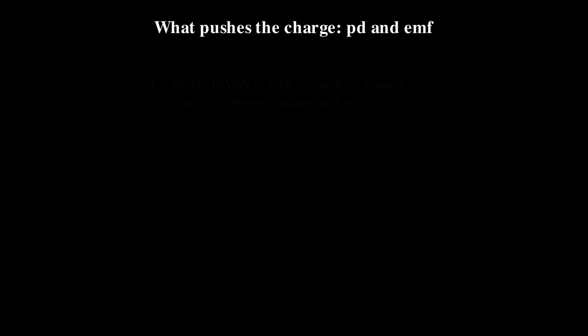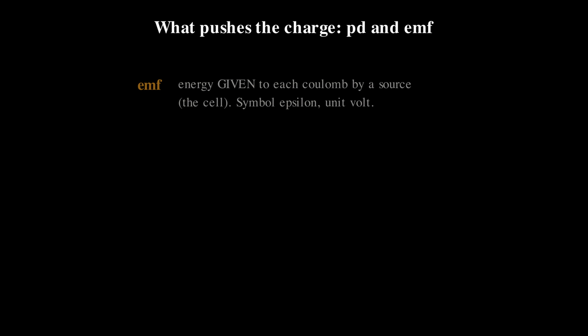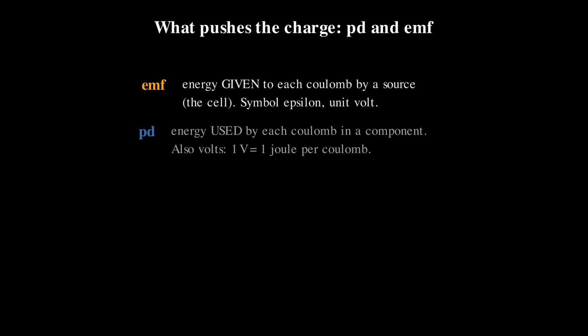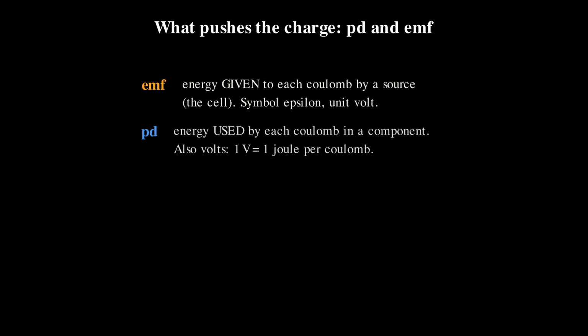To make charge flow, you need a push, and there are two words for it. Electromotive force, or EMF, is the energy a source, like a cell, gives to each coulomb of charge. Potential difference is the energy each coulomb gives up as it passes through a component. Both are measured in volts, and 1 volt means 1 joule of energy per coulomb of charge.